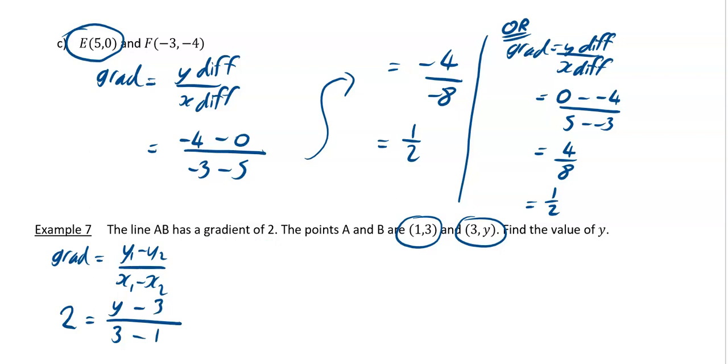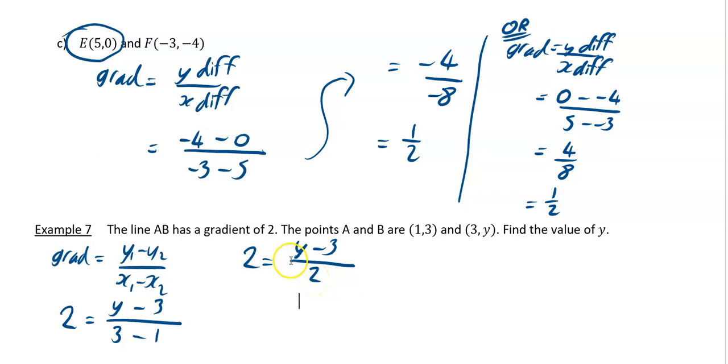Okay, that is a bit of a mess, so I'm going to tidy that up. I'm just going to write that as 2 is equal to, horizontal line, y minus 3. And the bottom line is 3 minus 1, which is just 2. Okay, we are now into a situation where we have got a linear equation. So let's look at what's happening here to this y. You're taking 3 away from y, and then what you're doing is you're dividing that whole thing by 2.